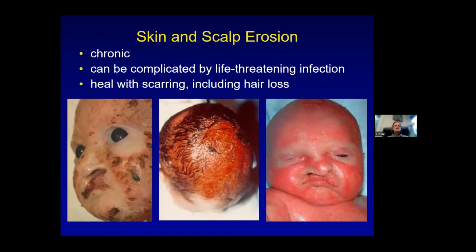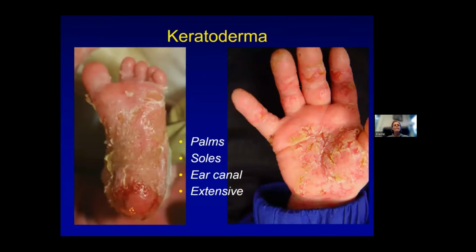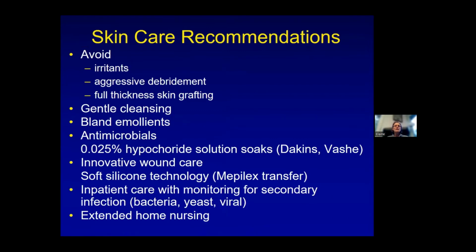At our 2006 conference, we focused on this to try to come up with anything that we could do as a general standard recommendation. But the problem is chronic, and secondary infection is a big risk, and it definitely heals with scarring, including scarring alopecia. The keratodermas are probably somewhat related to just the erosions, although presenting differently in the palmoplantar skin. You can also get the same kind of features in the ear canal, and again, as I mentioned, they can be quite extensive and painful. So these are the recommendations that were proposed in that 2006 conference.